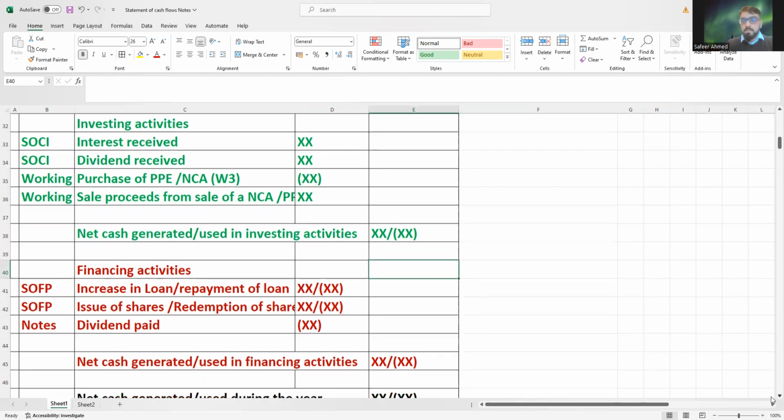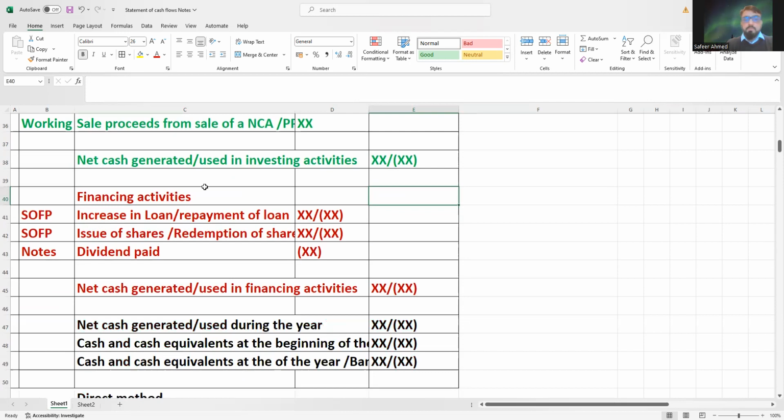And then the financing activities. So this is in relation to the capital structure of the company. So how the company has been financed. So remember, there are two major sources of finance. One of them is debt, and then the other one is, of course, equity. So increase in loan or repayment of loan.